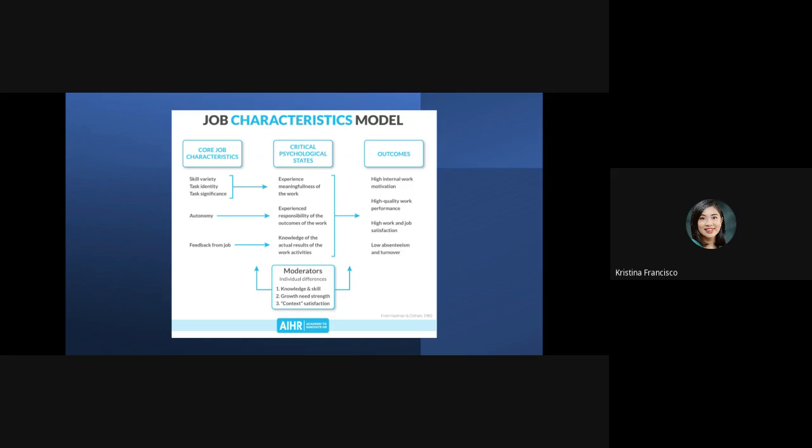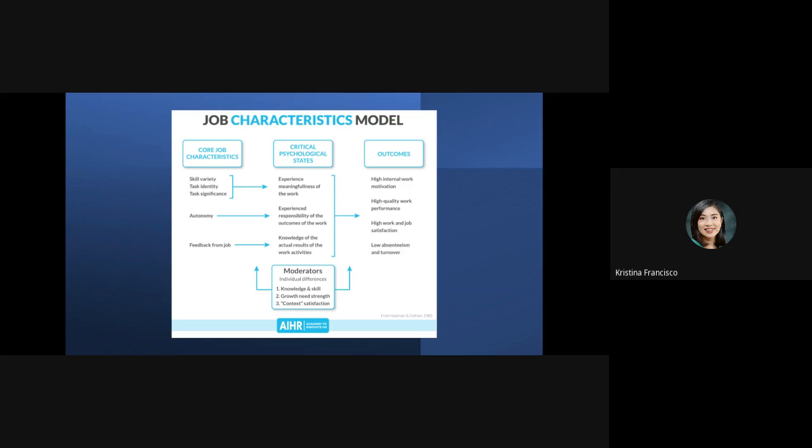Meaning, experienced meaningfulness of the work, which means that if we provide workers with a variety of things to do, meaning they need multiple skills in order to do their job, and if they can identify what it is that they are accomplishing, and if they think that their job is a significant endeavor, then they will think that their work has meaning and thus be more likely to stay in the job and do it well.